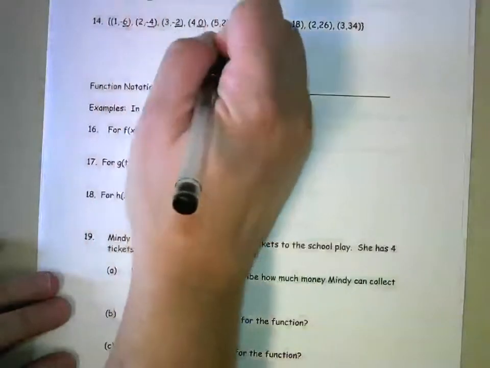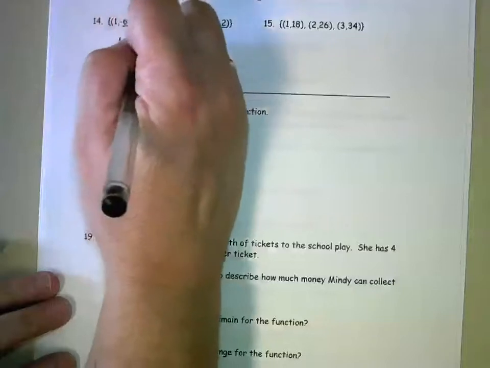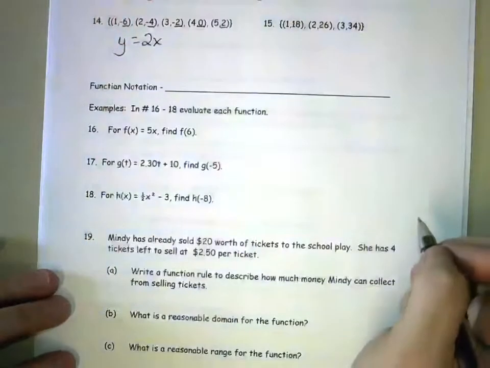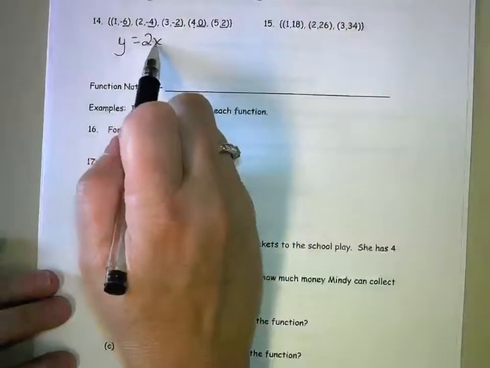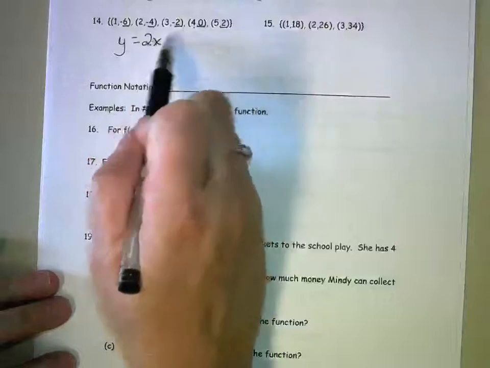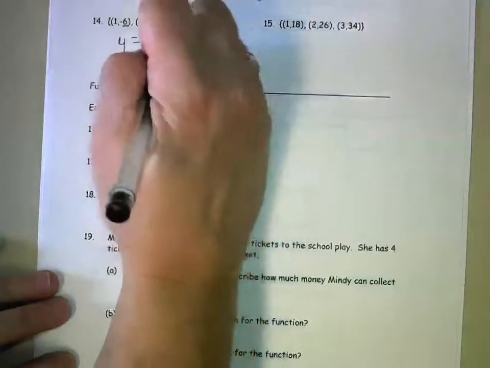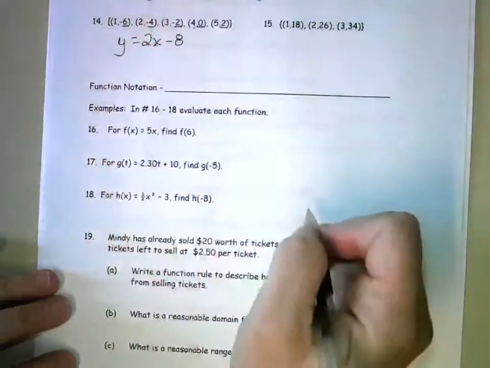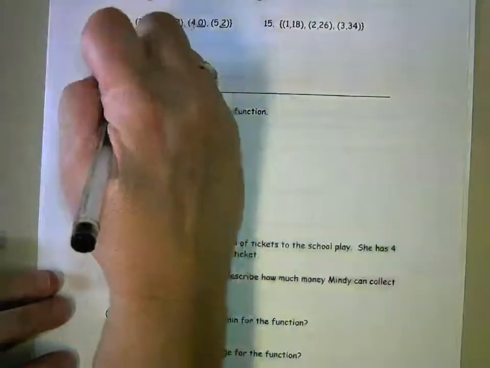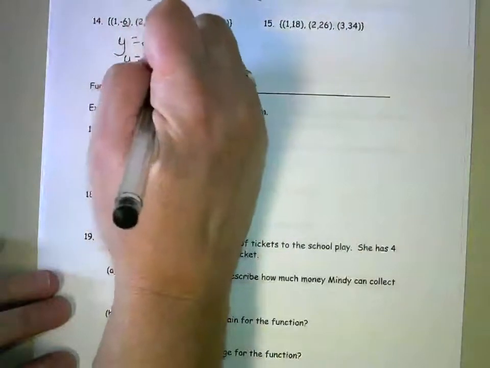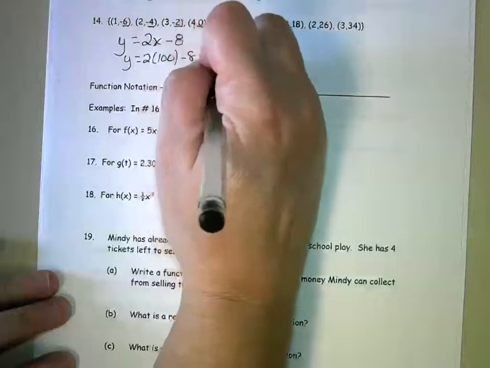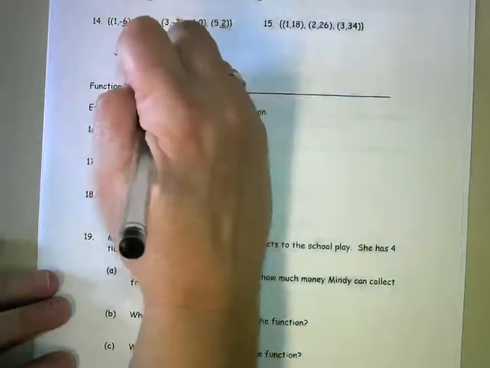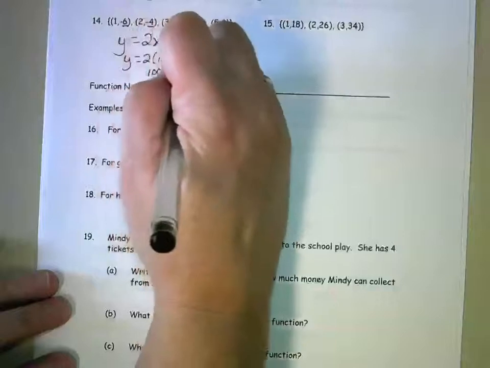Number 14, -6 to -4 to -2 to 0 to 2 becomes y equals 2x. And I'm going to put this 4 in here. 2 times 4 is 8. But if we put the 4 in there, we want to get a 0. So 2x minus 8. And the 100th term then would be 2 times 100 minus 8, which is 192. So the 100th term would be 192.